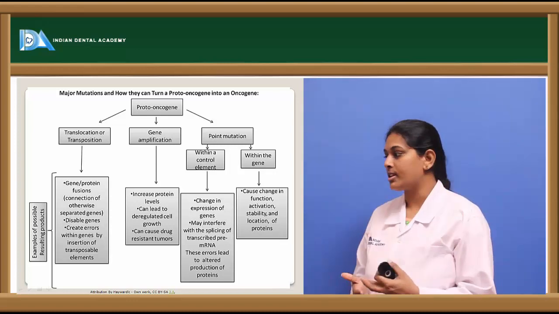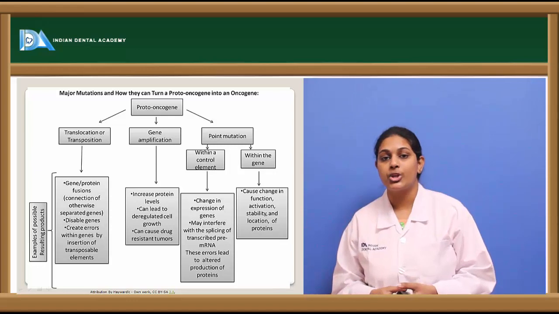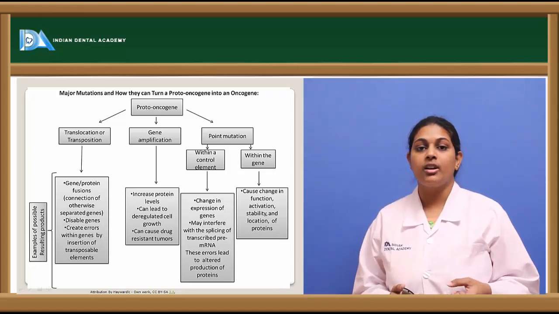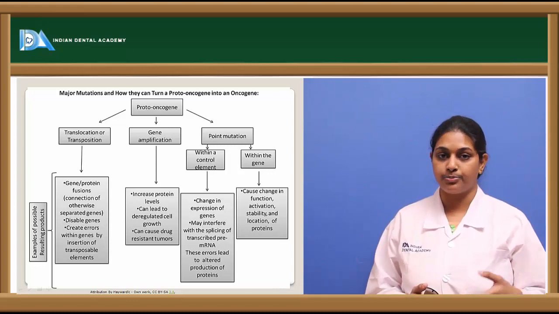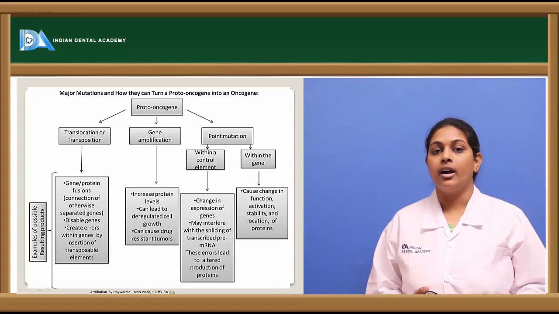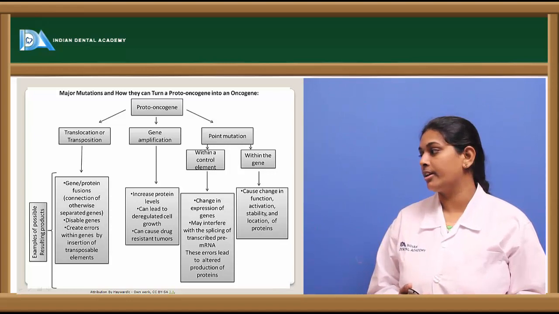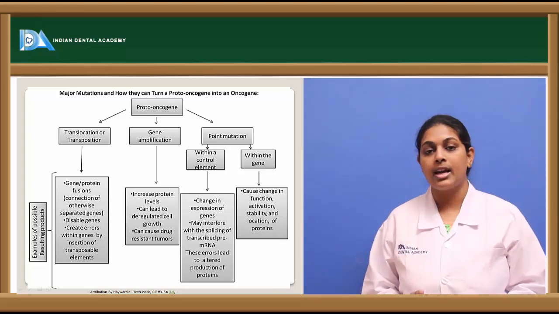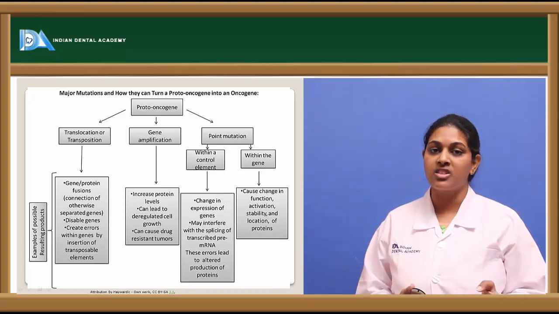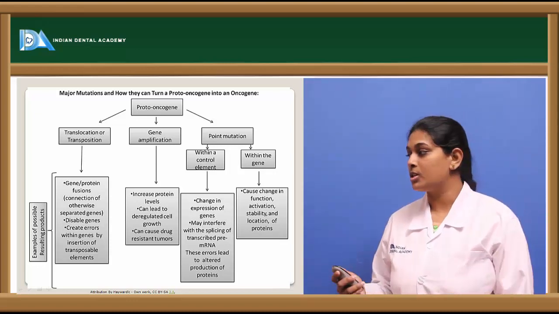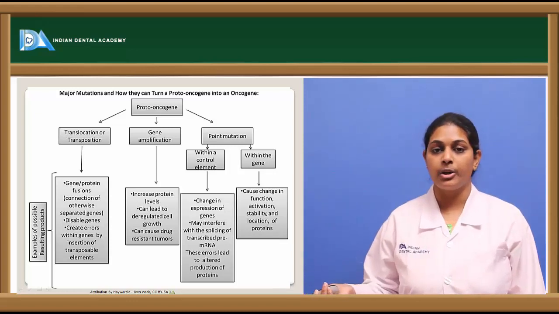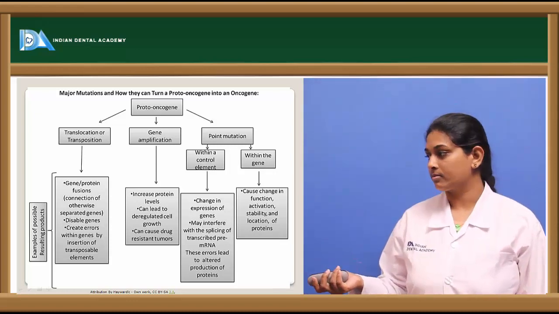Suppose the point mutations occur at the genetic level, they cause changes in the function. Since the gene sends the messages and transmits the hereditary structures, if there is a change within the gene, there will be changes in the function, activation, stability, as well as location of the proteins. This is what happens if the proto-oncogenes are mutated and transformed into oncogenes.